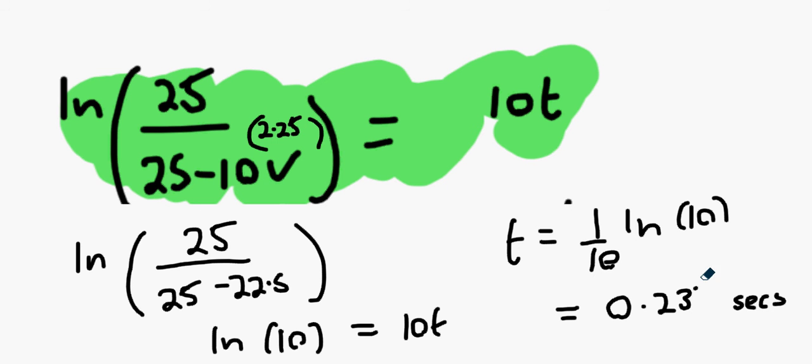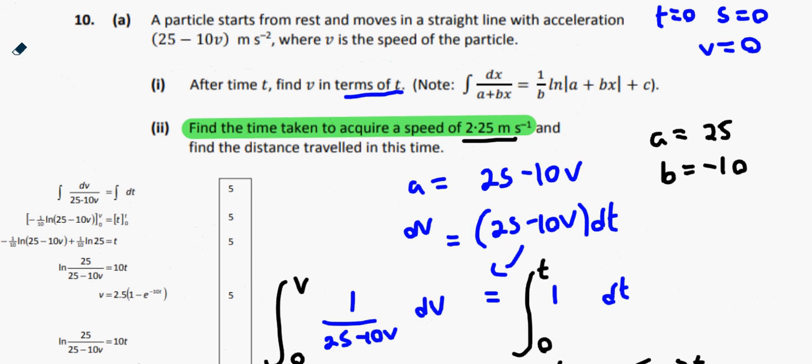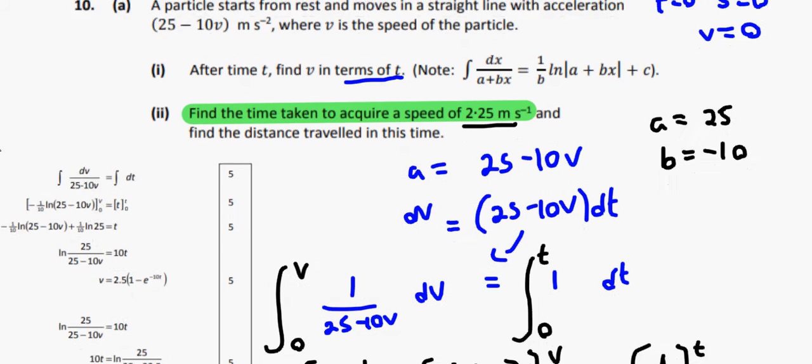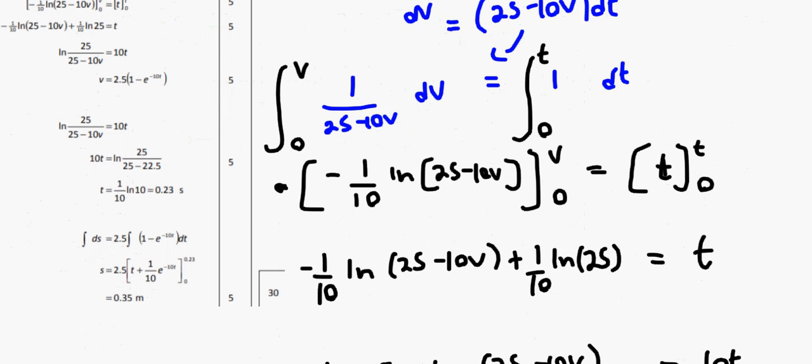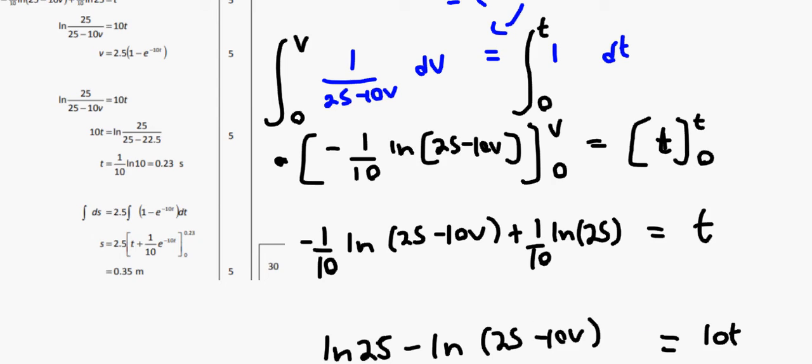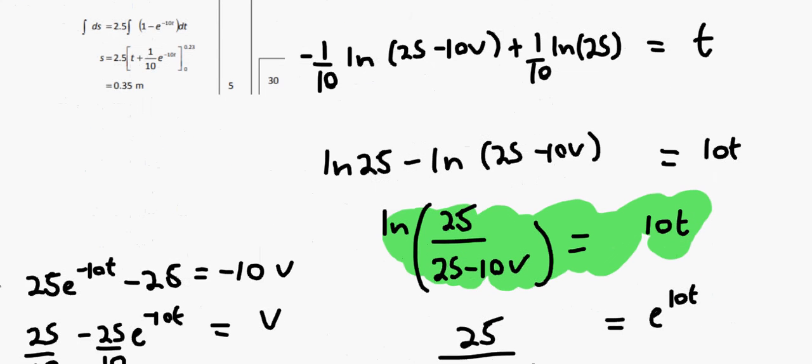Okay. Let's move on to the next part. Find the distance travelled. Now, find the distance travelled. We could just go for, I'm trying to think now. Did you go for ds dt, do you reckon? Or you can go back for v dv dx? ds dt might be easier here.